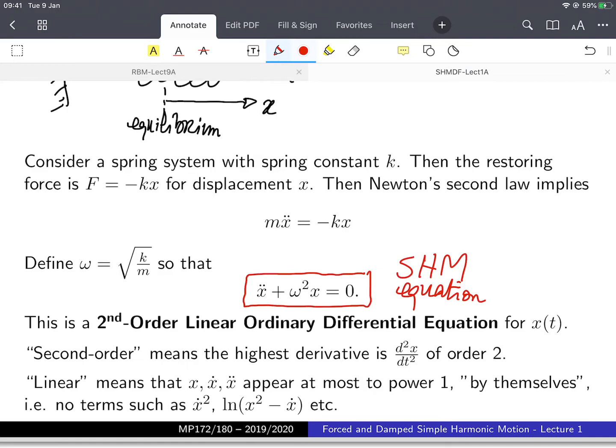That's why I write here: every term and its derivative appear at most to the power 1. Or it could be 0 right here, the x dot doesn't appear. It's either 0 or 1. And not only that, but they appear by themselves. Right? I wrote that in quotes here. By themselves, it means linear.